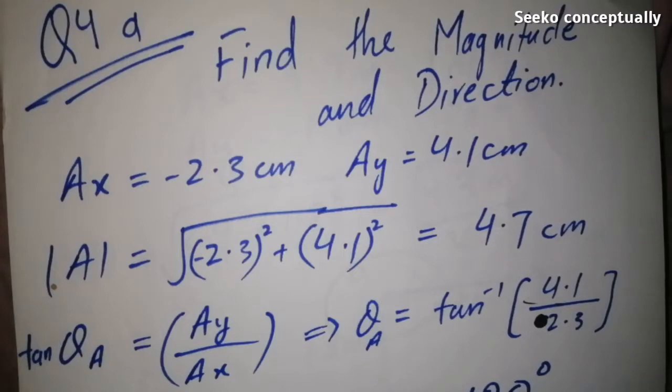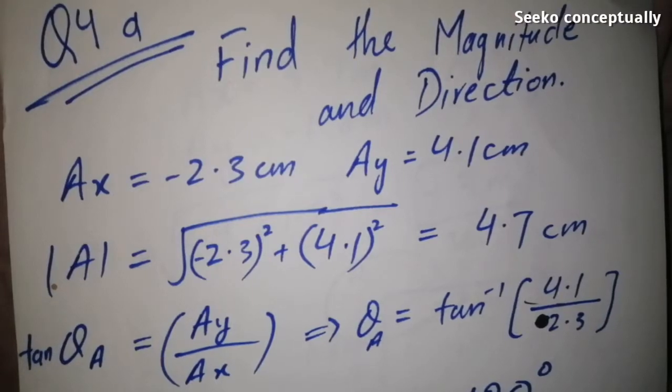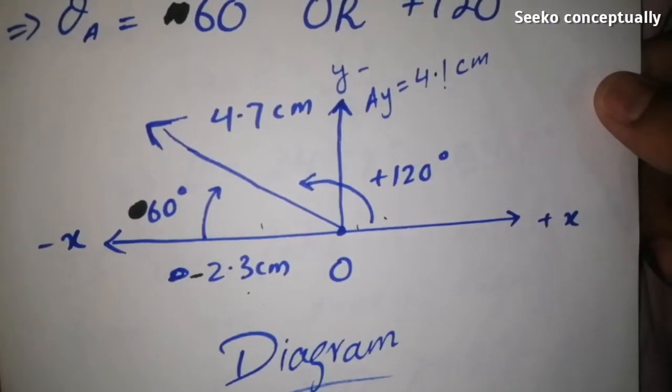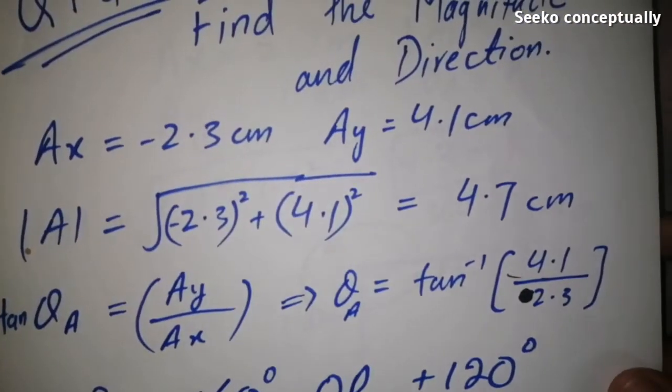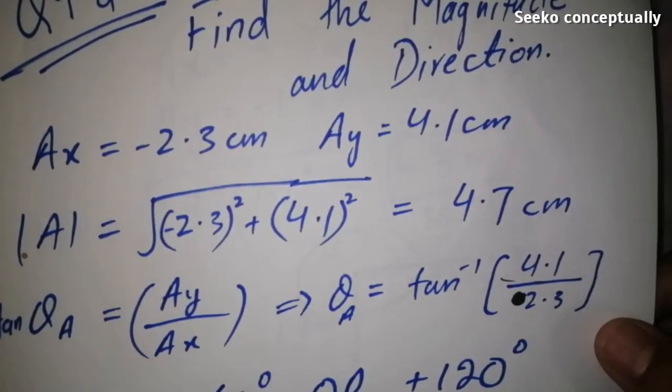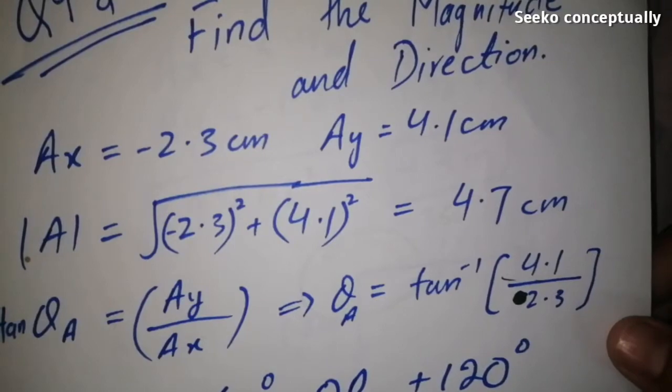The magnitude is given by this simple formula: x component squared plus y component squared under the root. Substituting these values and calculating it, we get 4.7 centimeters. Now before finding the direction of this vector, we should first plot these two components given to us. The x component is minus 2.3 centimeters and the y component is 4.1 centimeters.